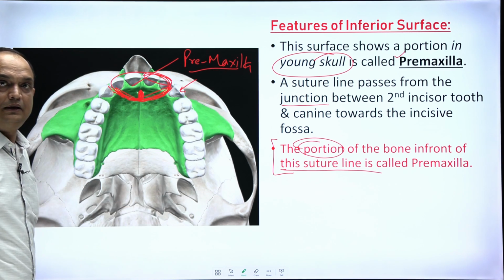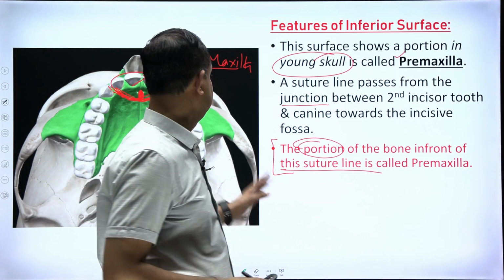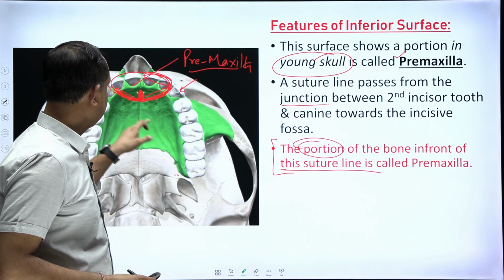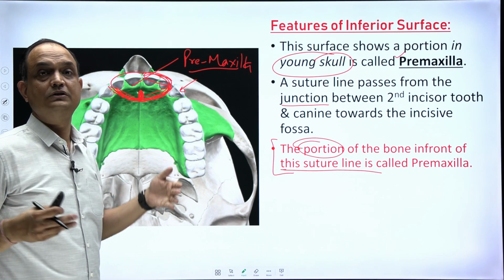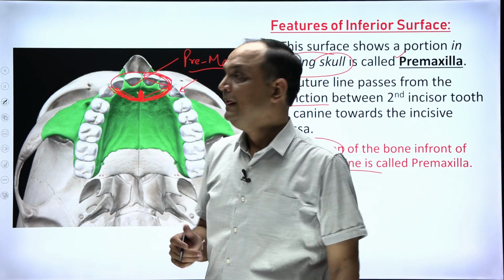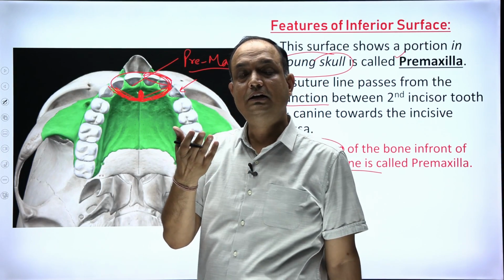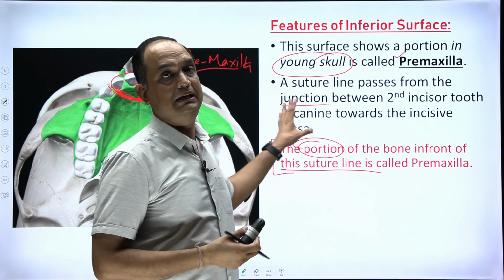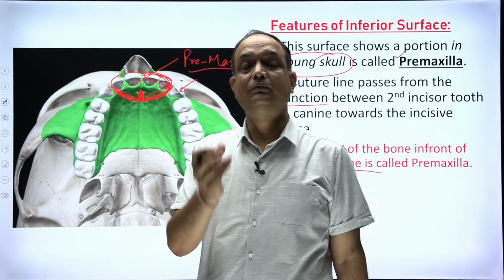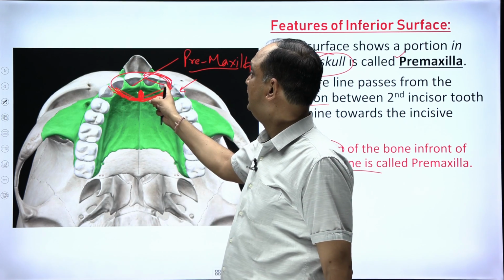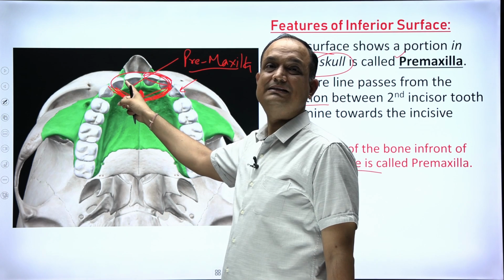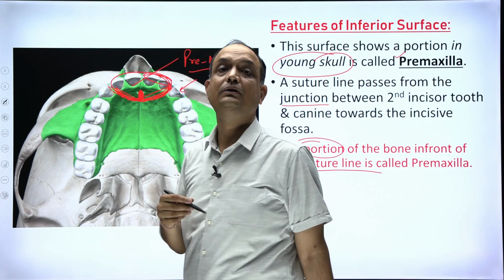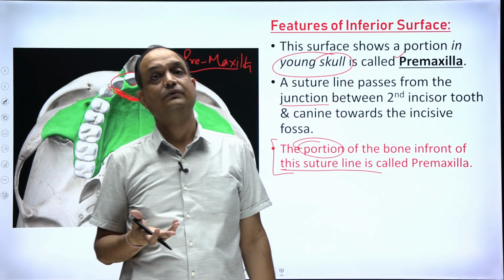This area of the bone which lies in front of these suture lines is known as premaxilla. Clear? The important thing about the premaxilla is that it has a different source of origin than the remaining part of the projections of the palatine process. Clear? This is what you can see in detail where I discussed the embryology of cleft palate. So this is the premaxilla. What type of teeth does the premaxilla carry? Only the incisors. And this premaxilla is very well visible by demarcating these suture lines, which are seen in the young skull, not in a well ossified adult skull.